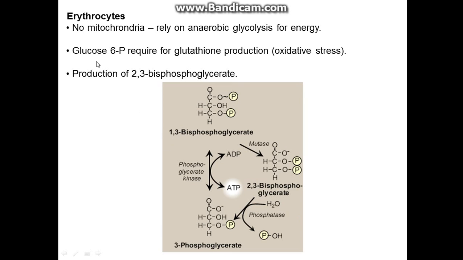Erythrocytes, blood cells, they have no mitochondria and rely on anaerobic glycolysis for energy, as a lot of things. The glucose 6-phosphate produced by hexokinase is required for glutathione production. This is one of the alternative pathways mentioned before. And glutathione is a reducing agent that prevents oxidative stress by attacking oxidizing agents, preventing them affecting other parts of the body. Production of 2,3-bisphosphoglycerate is also linked, but you don't really need to know that. It just means skip a step producing ATP on the pathway to the 3-phosphoglycerate.